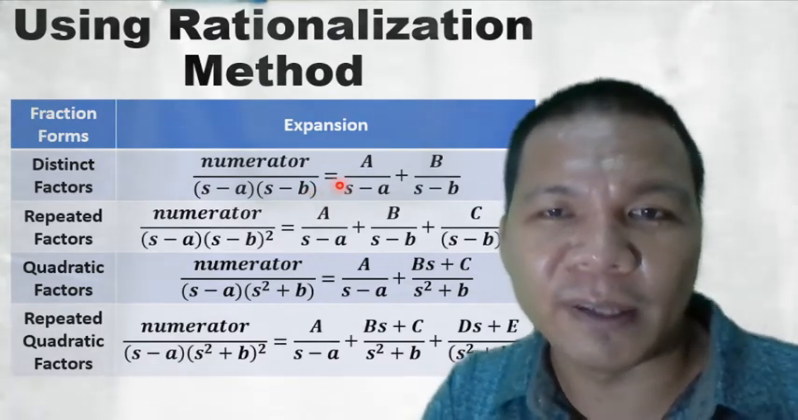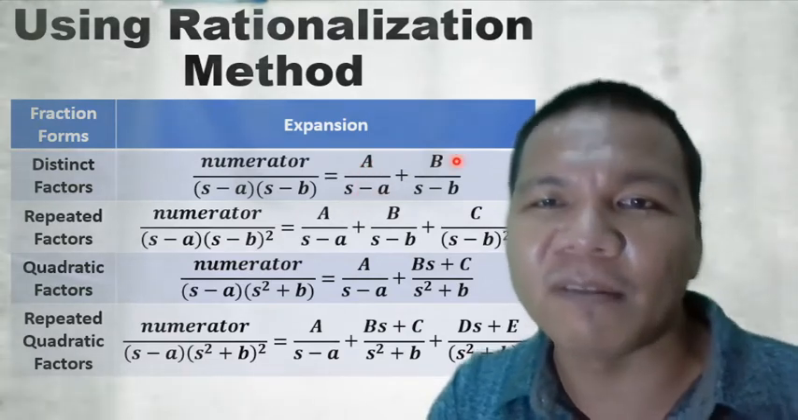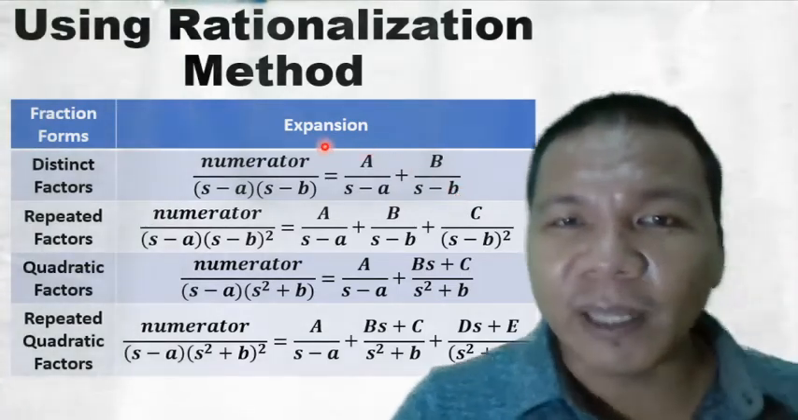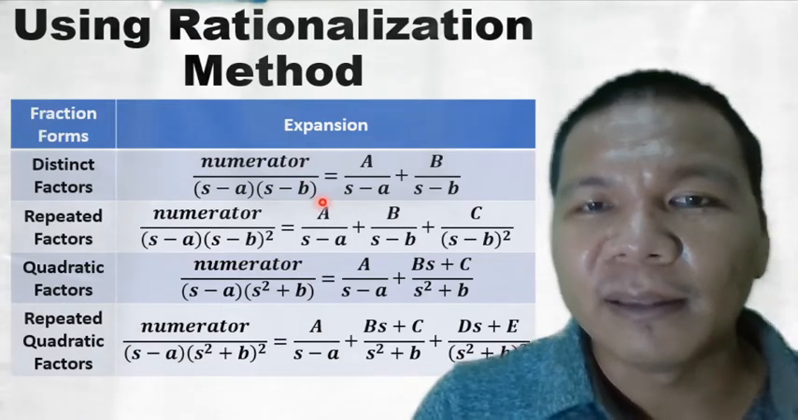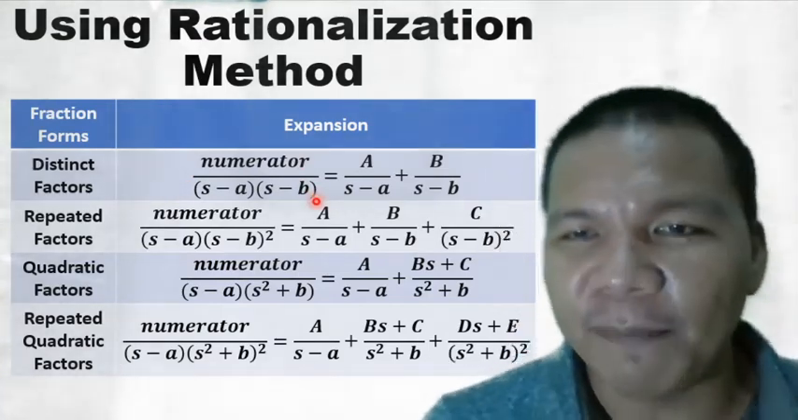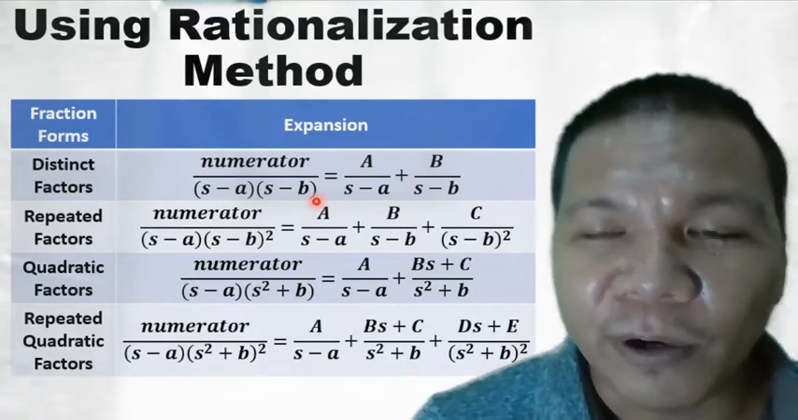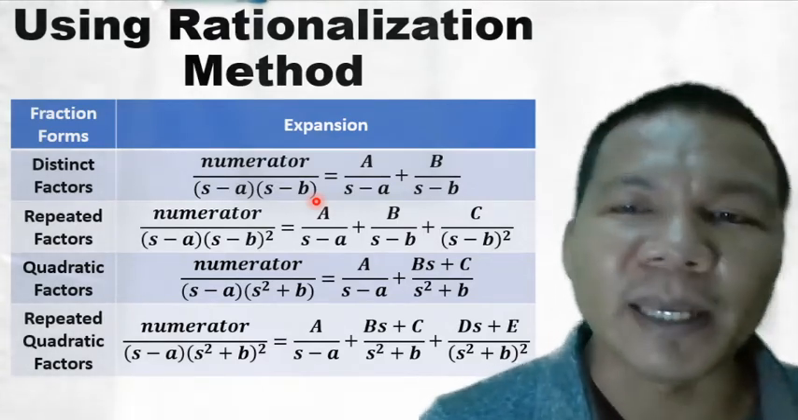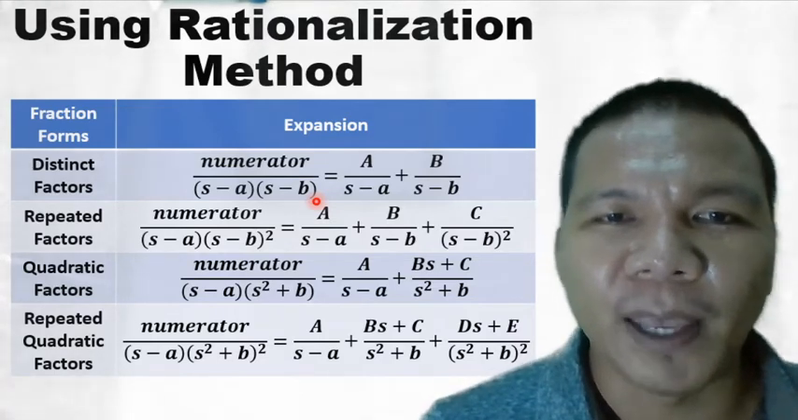If they are distinct, the expansion should be A all over s minus a plus B all over s minus b. Take note, the degree of the numerator should be less than the degree of your denominator. For example, if the denominator is in second degree, your numerator should be in the first degree or below.